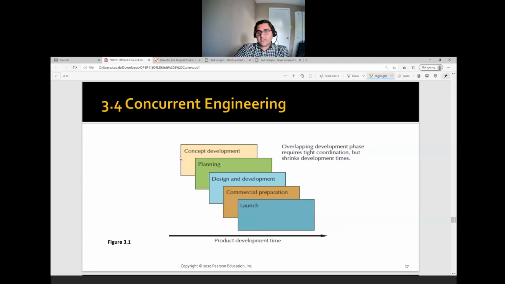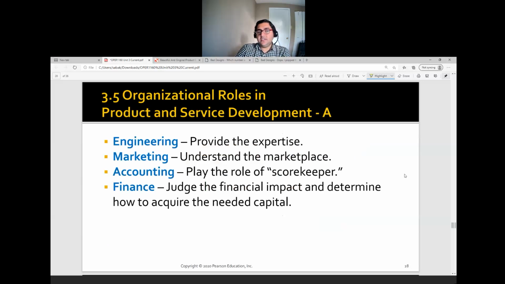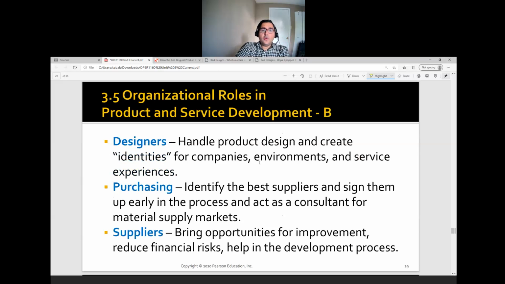And concurrent engineering is the CPDPL, you can see here. There's a good overlapping from one stage to the other. As a result, even before your idea gets fully fine-tuned, you will be starting the planning phase. Even before you complete the planning phase, you go to the design phase, and so on. As a result, it will help to reduce the development time. So the keyword here is sequential development and concurrent engineering.